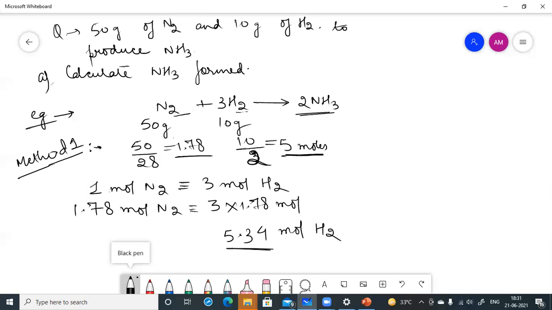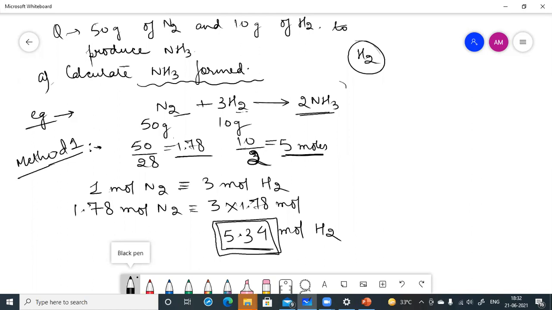So do we have this much amount of hydrogen present with us? क्या हमारे पास इतना हाइड्रोजन प्रेजेंट है? No, sir. So what is the limiting reagent? Hydrogen. Exactly, hydrogen is the limiting reagent. So if we want to find out the amount of ammonia, we will be using hydrogen only. We will not be using nitrogen.